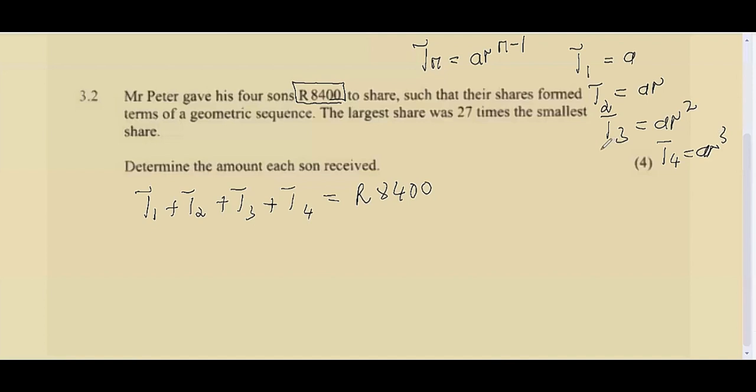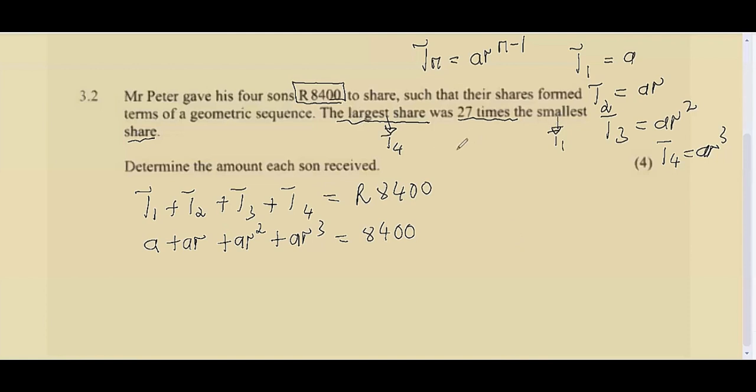So if you have watched my previous videos on geometric sequences, you have seen me do something like this. Now, this is how we are going to express this. This would be a, and then here we have ar, and then here this is ar squared, and then we have ar cubed. Now, all this should give us a sum of 8,400. Right. But then look at this. They say the largest share was 27 times the smallest share. Right. Now, if the terms are increasing, so this is an increasing geometric sequence, then our largest share would be represented by term number 4, and our smallest share would be represented by term number 1.